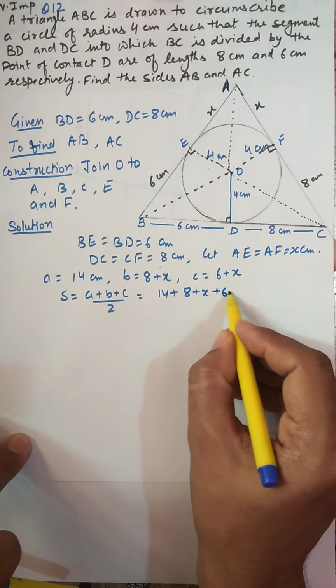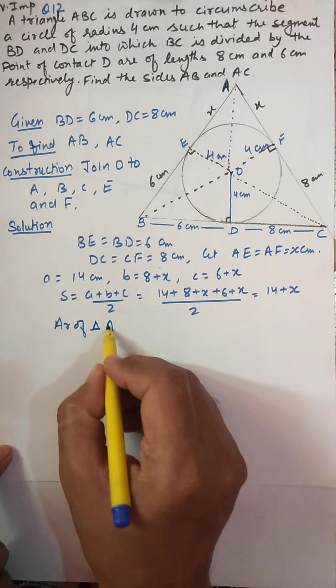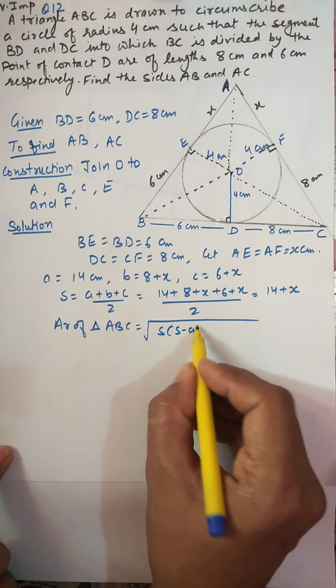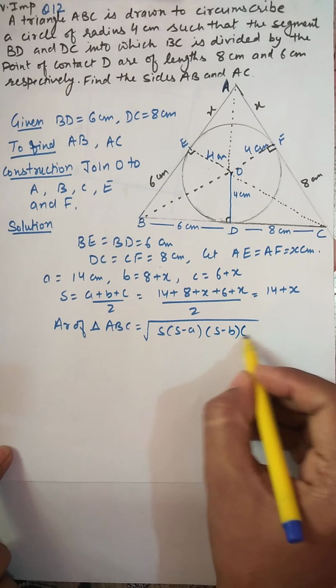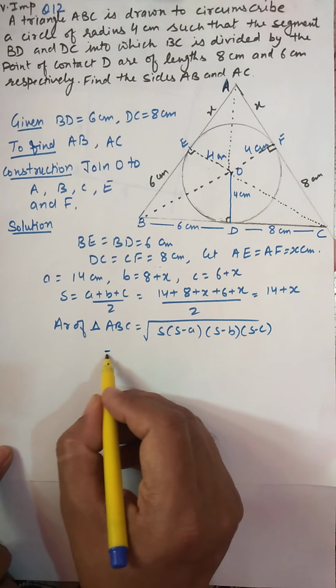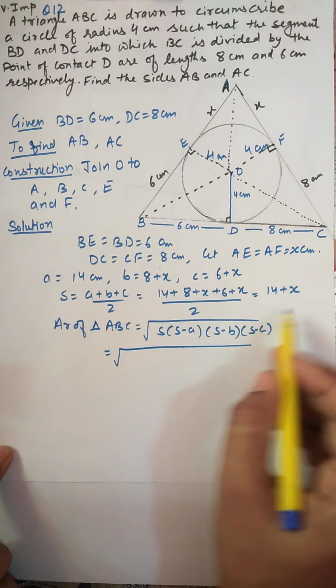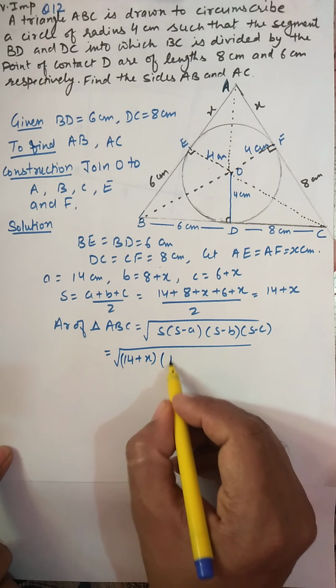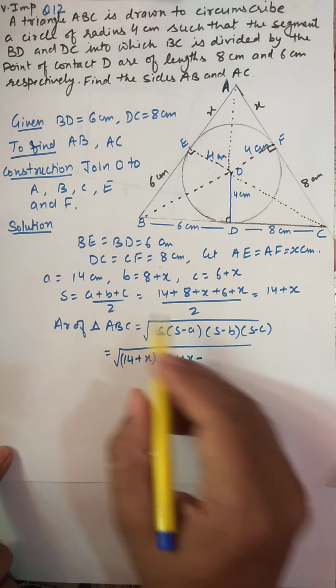So area of triangle ABC, the formula of Heron's is root of S into S minus a, S minus b, S minus c. So we can put the values. S is 14 plus x, this is 14 plus x minus a.